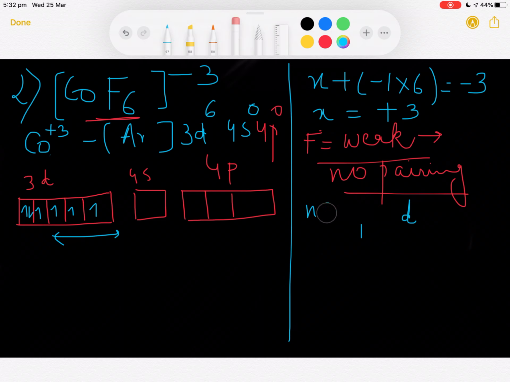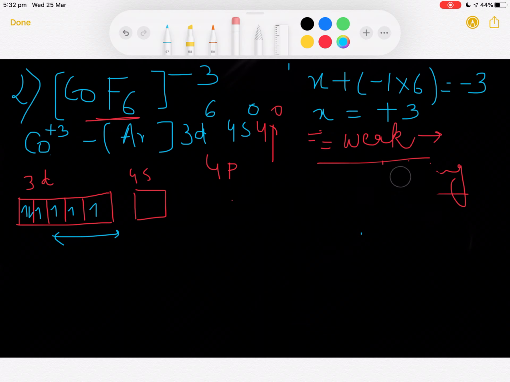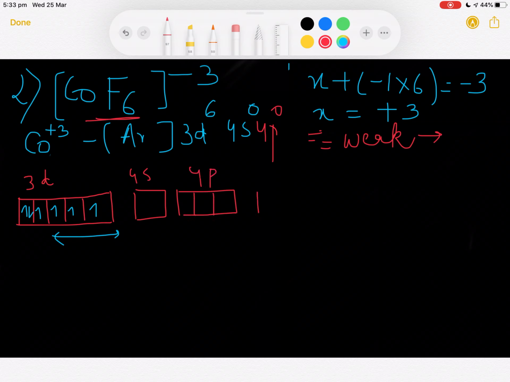Here I'm going to use this space for showing the hybridization. Let me just make this space for you. Let me erase all this. Okay, fine, here we go. Now this is of course 4p, which is 3 degenerate orbitals, and here I'm going to sketch d.